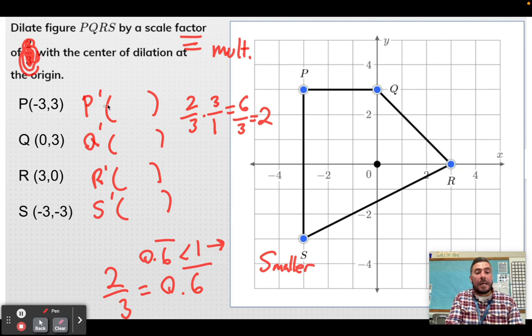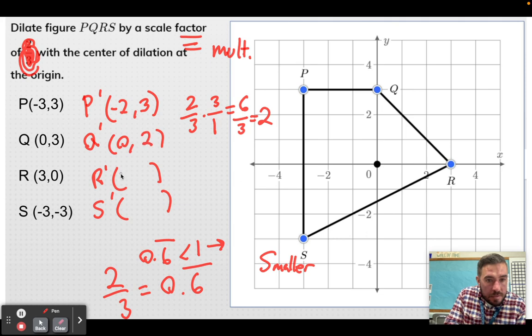So now every place I see a 3, I'm just going to replace it with the 2. And if it's positive, it's going to become negative. So this will become -2, comma 2. This will become 0, comma 2. This will become, I made a mistake with that. Let's see if I can press.